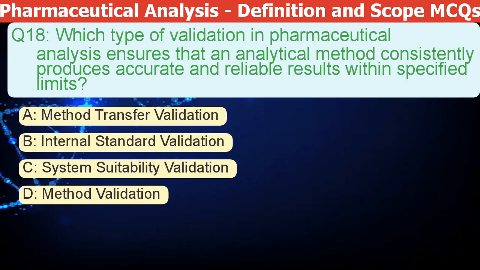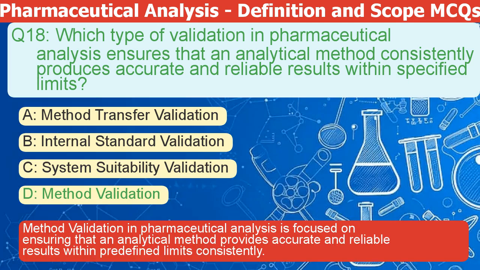Which type of validation in pharmaceutical analysis ensures that an analytical method consistently produces accurate and reliable results within specified limits? A. Method transfer validation. B. Internal standard validation. C. System suitability validation. D. Method validation. The correct answer is D. Method validation in pharmaceutical analysis is focused on ensuring that an analytical method provides accurate and reliable results within predefined limits consistently.